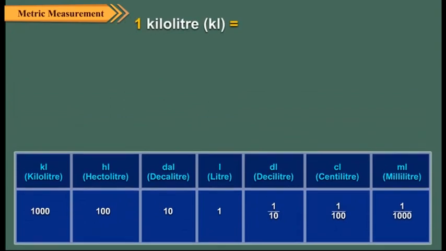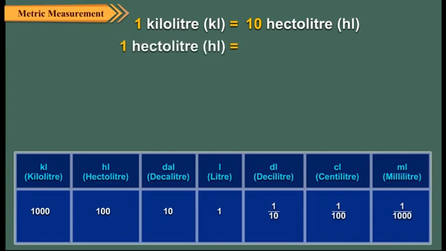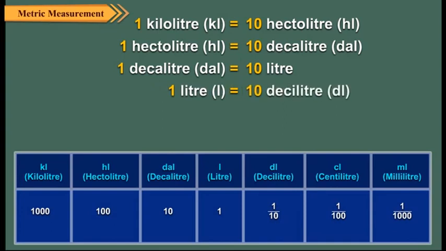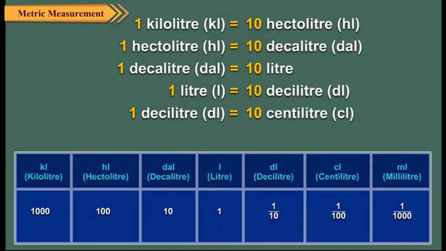1 kiloliter is equal to 10 hectoliter. 1 hectoliter is equal to 10 decaliter. 1 decaliter is equal to 10 liter. 1 liter is equal to 10 deciliter. 1 deciliter is equal to 10 centiliter.